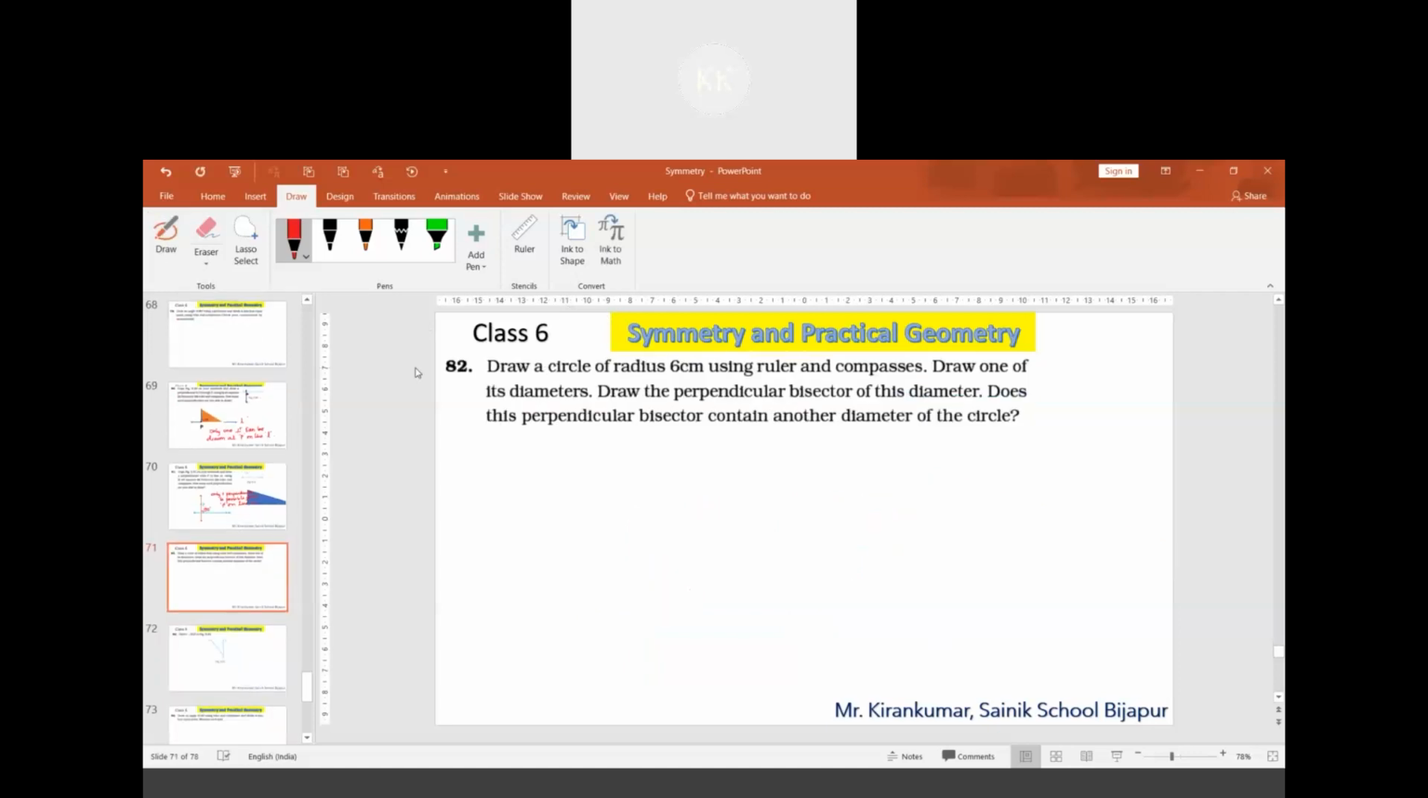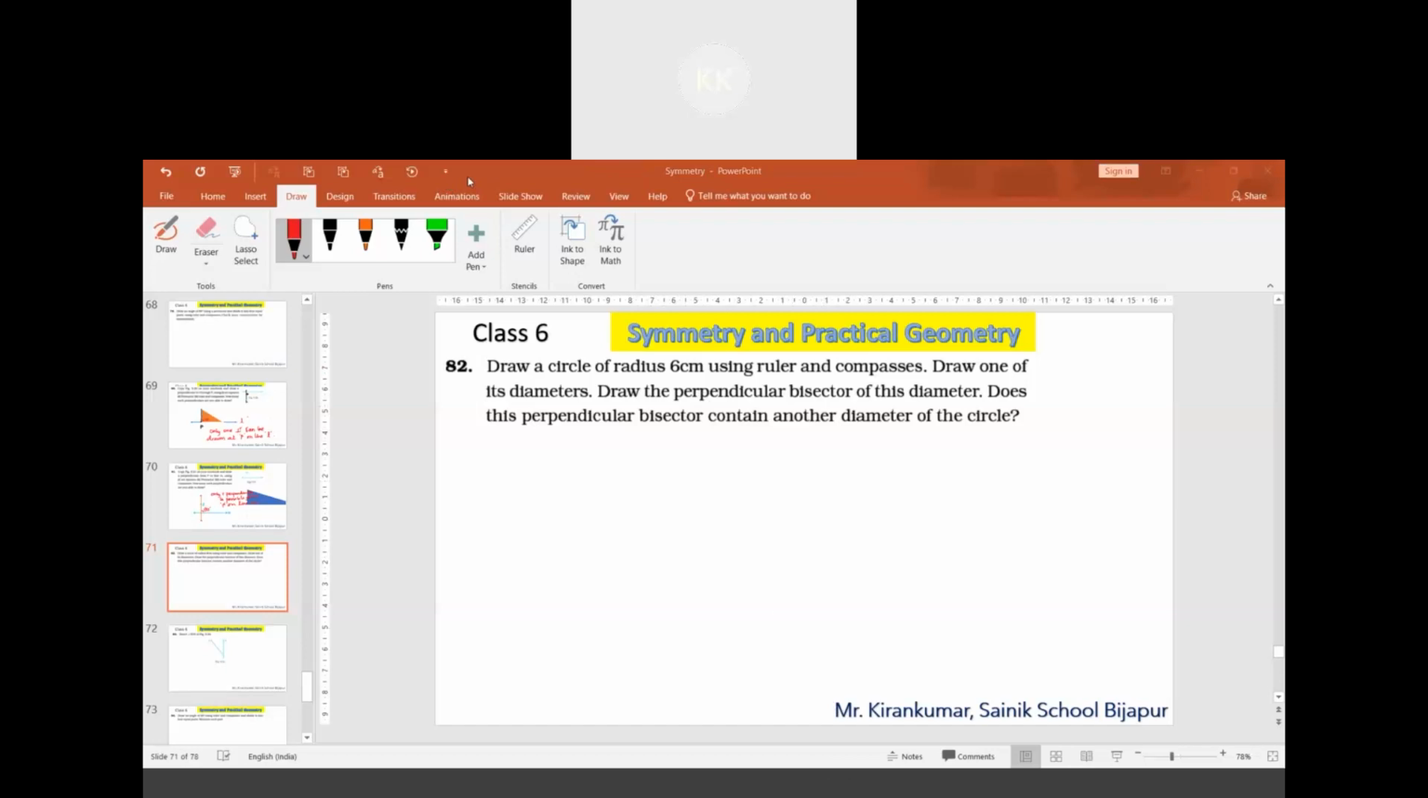Next question is to draw a circle of radius 6 centimeter using compass and ruler. Draw one of its diameters. Draw the perpendicular bisector of the diameter. Does this perpendicular bisector contain another diameter of the circle? If I am making a circle, I will be getting a diameter, that is known to us.